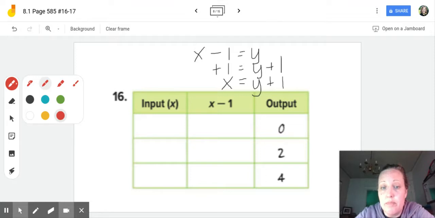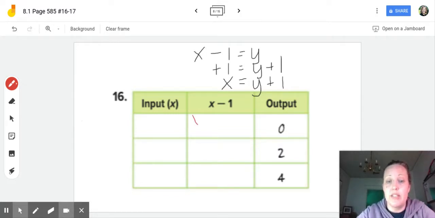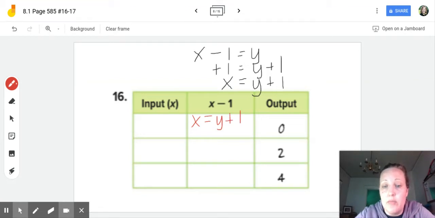So in this case, when my output is 0, x is equal to 0 plus 1. So we've rewritten this as x is equal to y plus 1, okay? So 0 plus 1 is 1. So 1 minus 1 is 0, correct? Okay, so here we're saying 2 minus 1 is our y, is our y plus 1. So 2 plus 1 is 3.